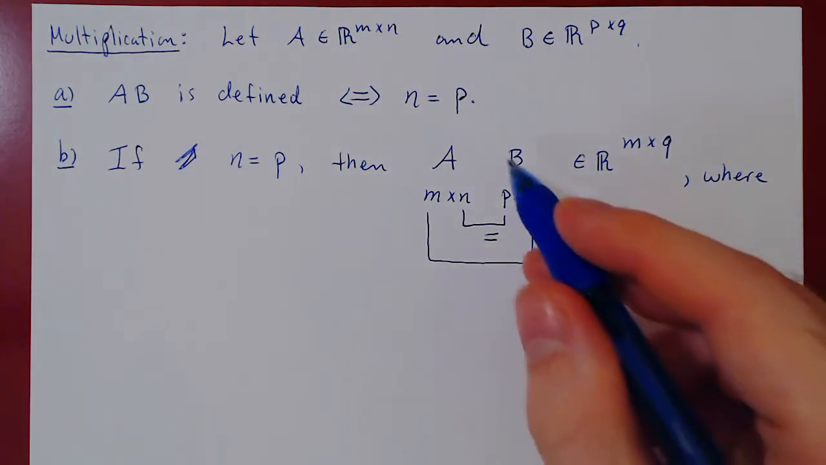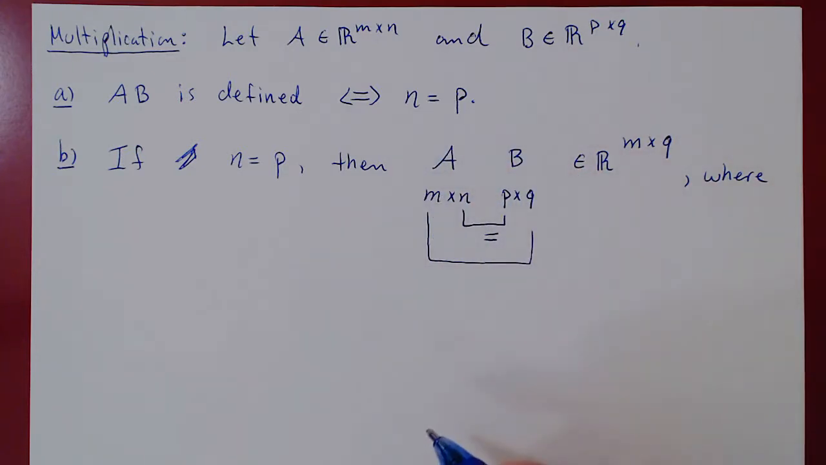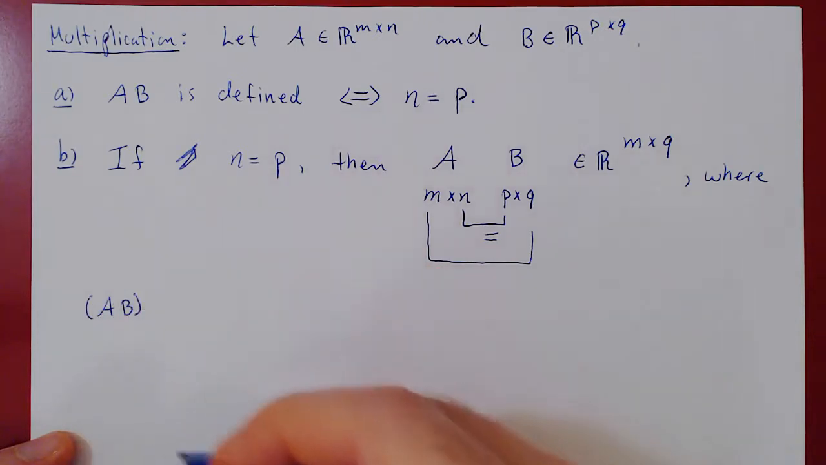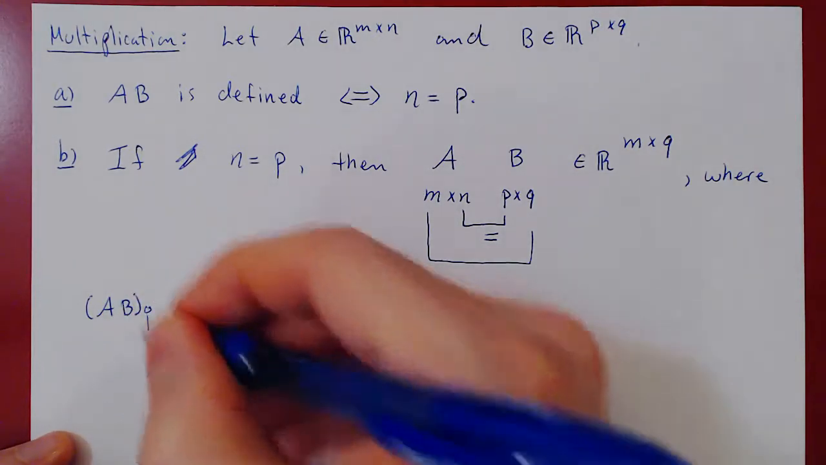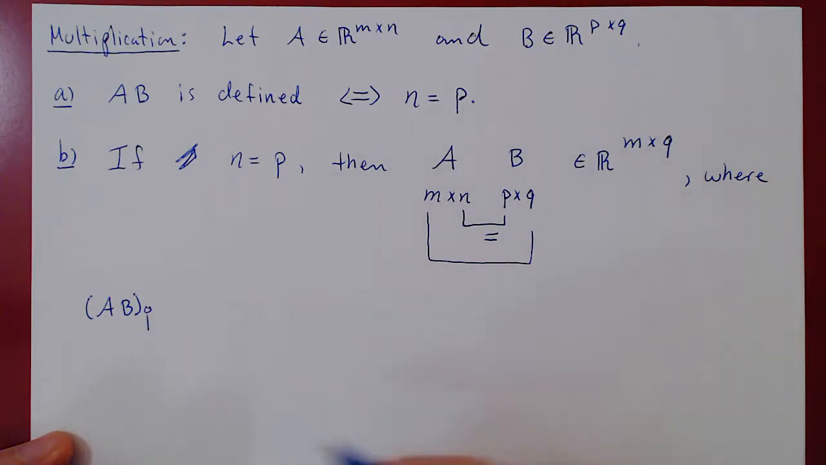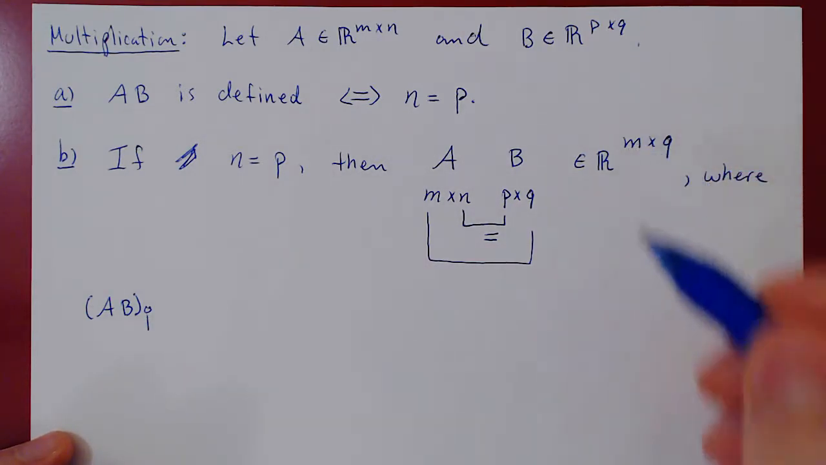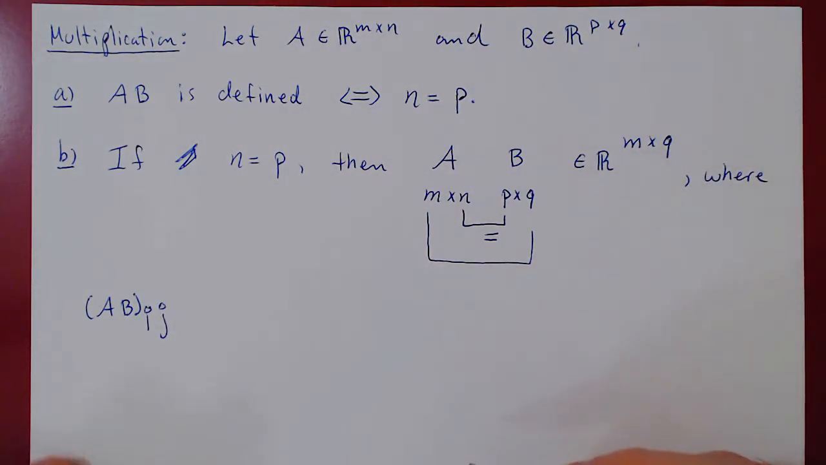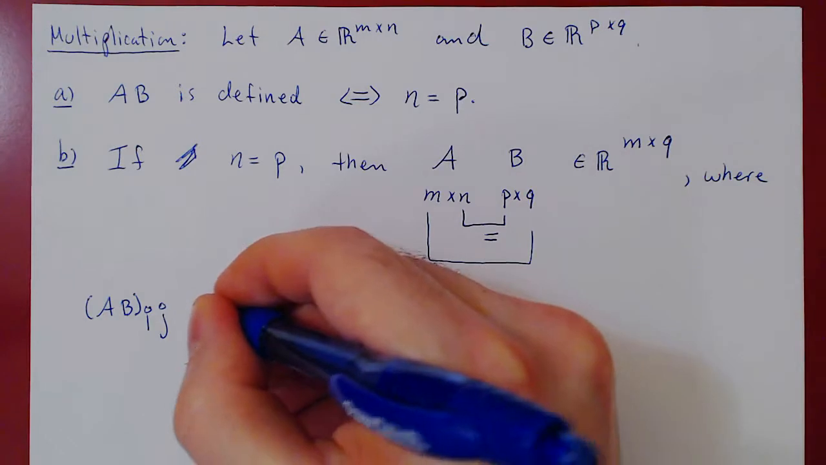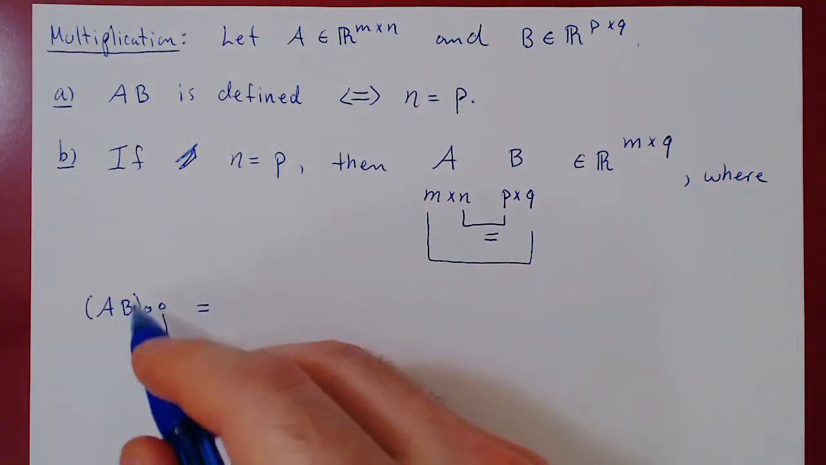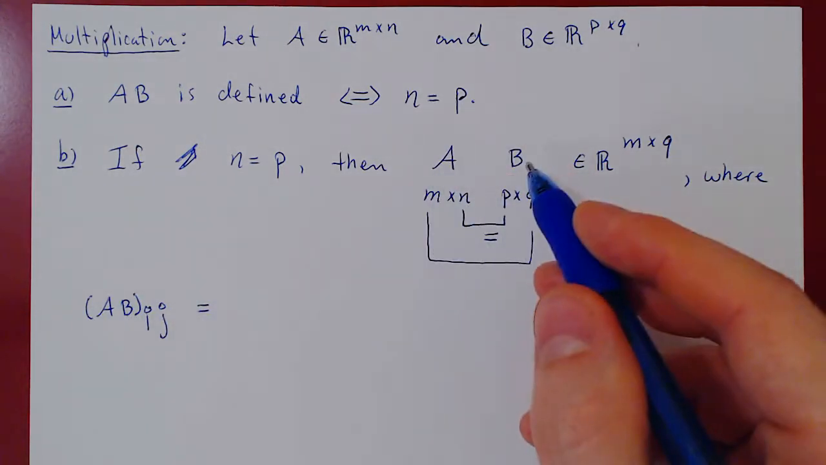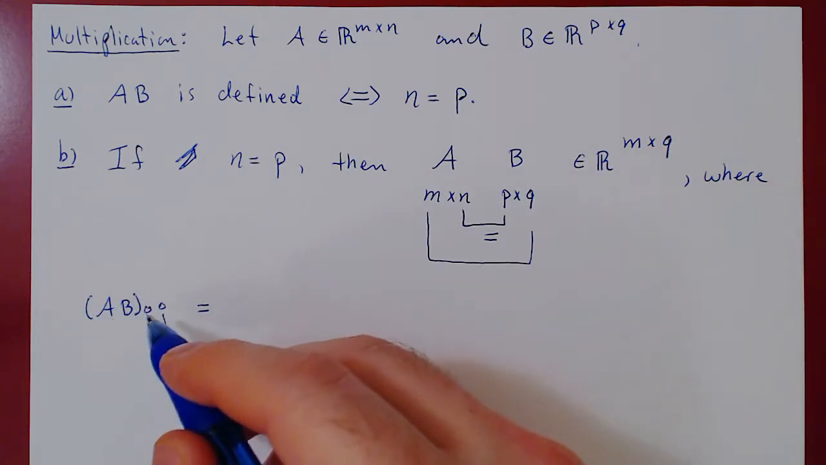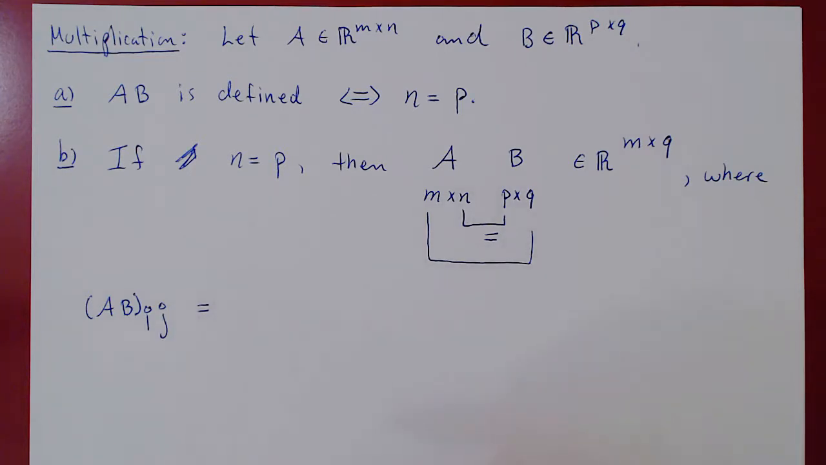the question is now, how do we compute the entries of A times B? Well, let's see. We take our matrix AB and consider an entry in the ith row, where i is any integer between 1 and m, and j is any integer between 1 and q. If you remember, when you put round brackets around a matrix, here the matrix is AB, that means we're looking for entries of the matrix, in row i, column j.